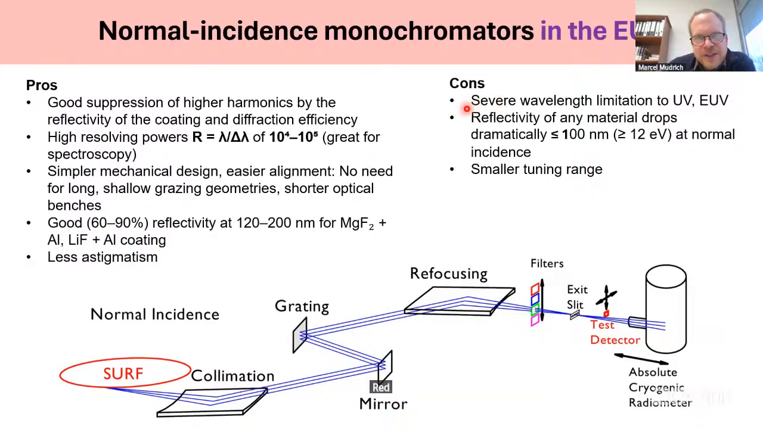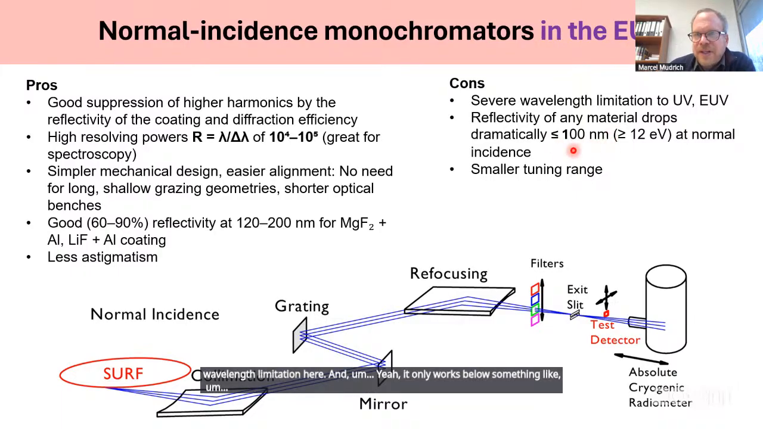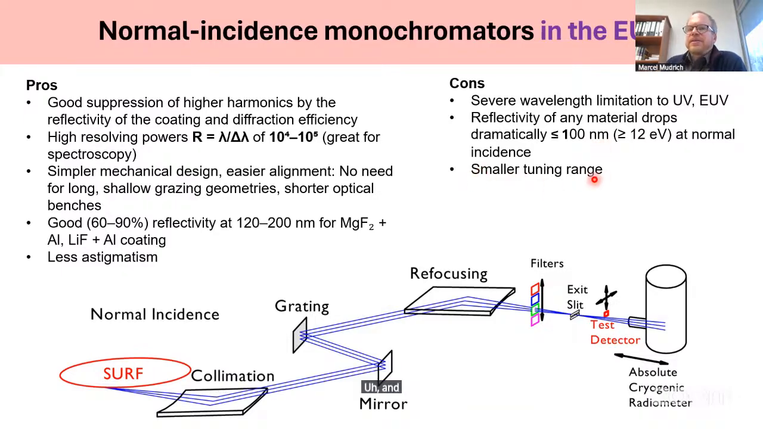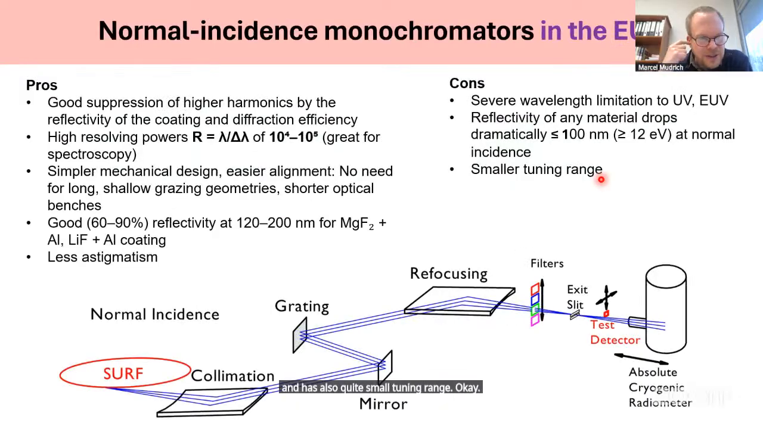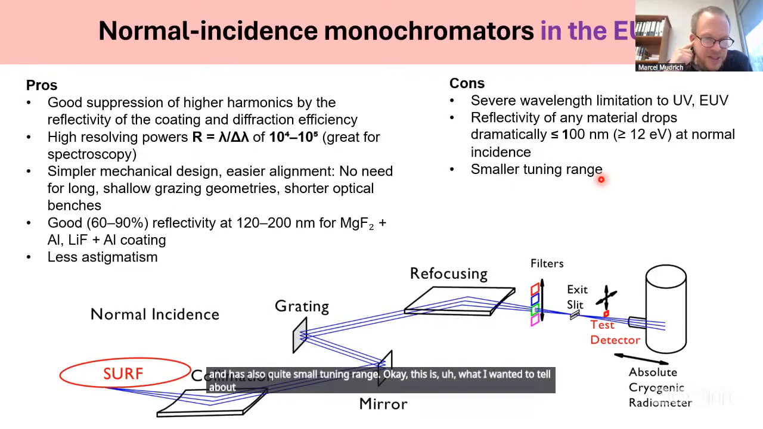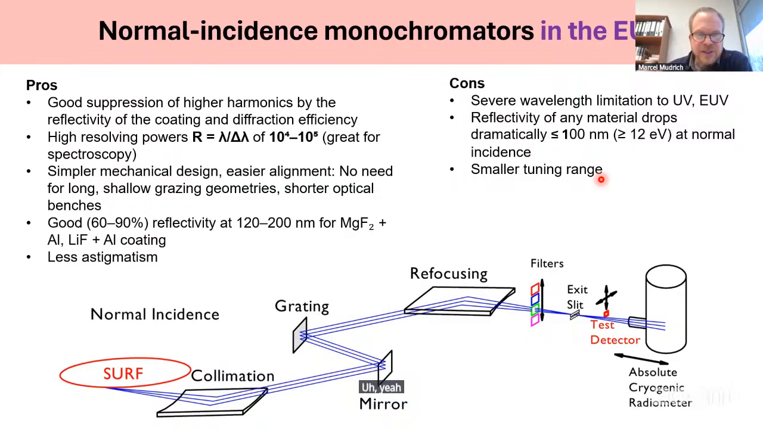But this only works in the UV and EUV, so there is a very severe wavelength limitation here. It only works above a wavelength of about 100 nanometers, and has also quite a small tuning range. Okay, this is what I wanted to tell you about monochromators, which are these devices to get monochromatic light for doing further experiments.